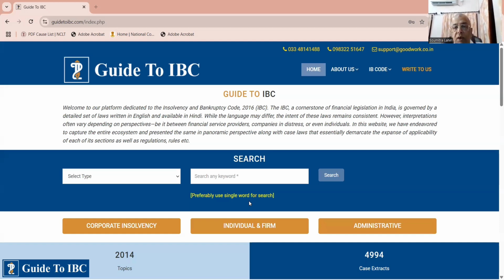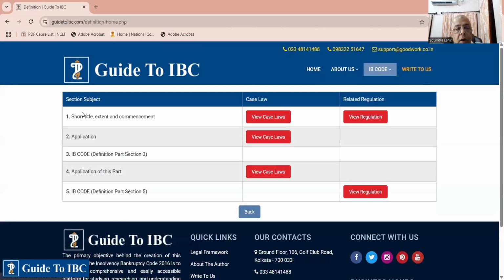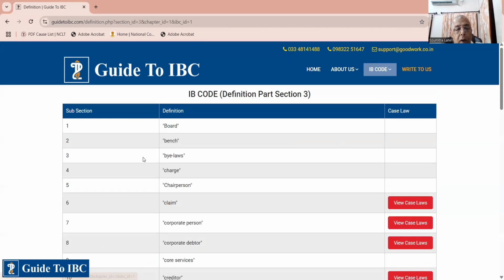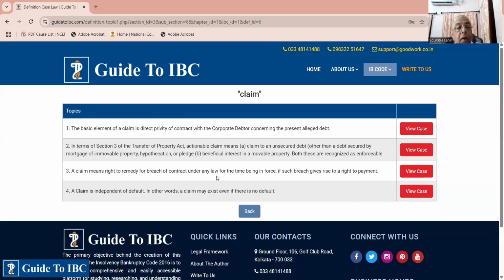Now, let me share the screen with you. So you can see guide2ibc. The first case we want to discuss is in the definitions, section 3, subsection 6, which is claim, number 1. The basic element of a claim is direct privity of contract between the corporate debtor and the creditor concerning the present alleged debt.